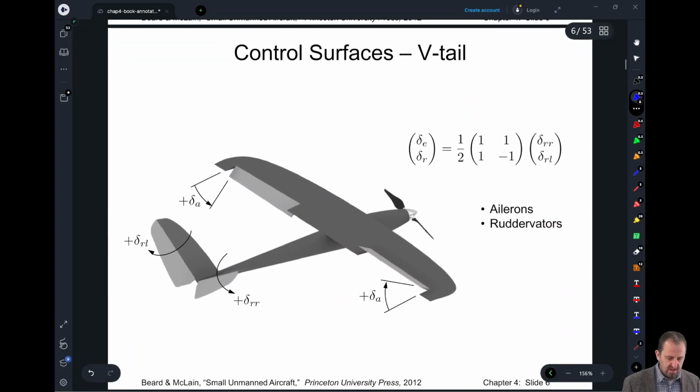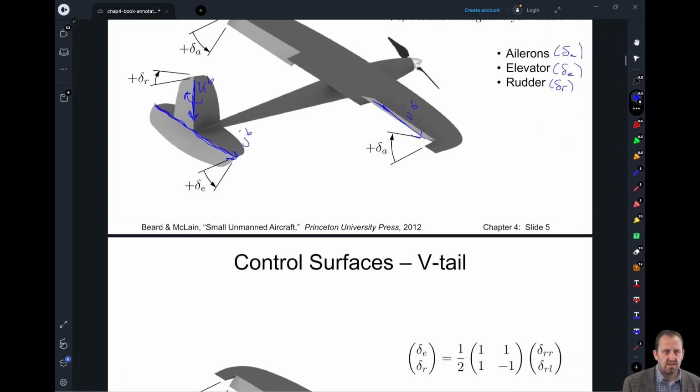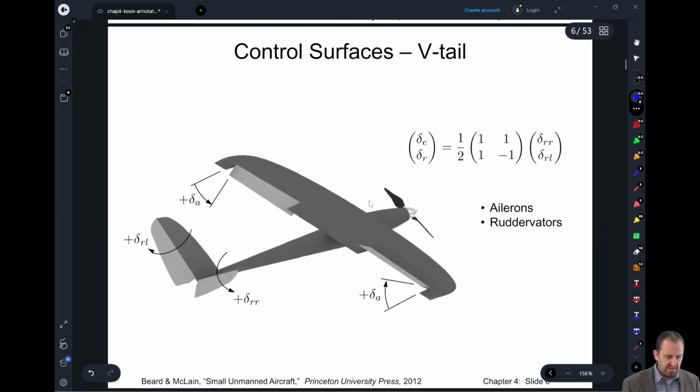We can also have different configurations for our aircraft. In this case, this is what's called a V-tail. You notice that the tail between this aircraft and this aircraft is slightly different, right? In this aircraft, we have the axes aligned. We have a well-defined rudder and a well-defined elevator. In the V-tail, our rudder and our elevators are somewhat combined.